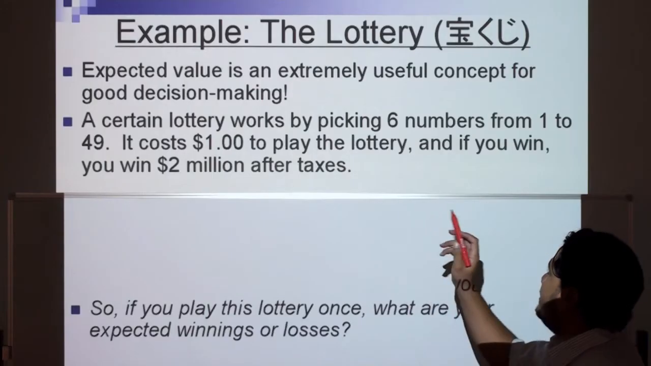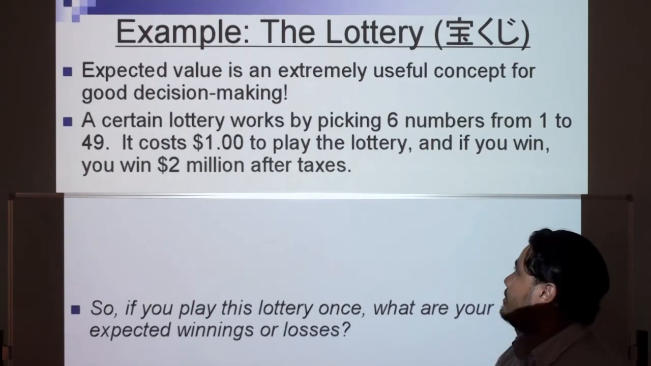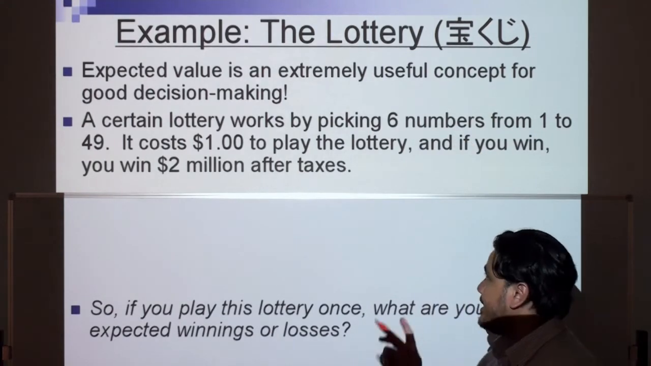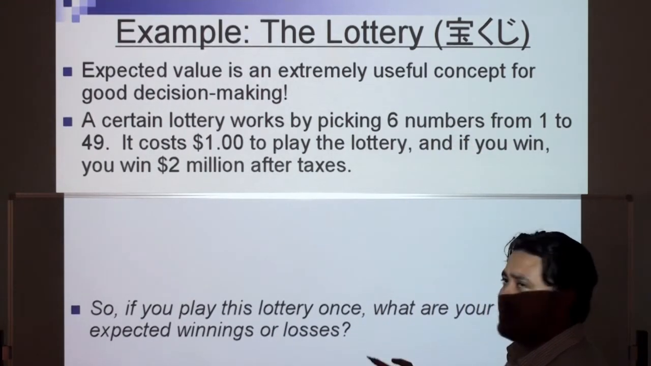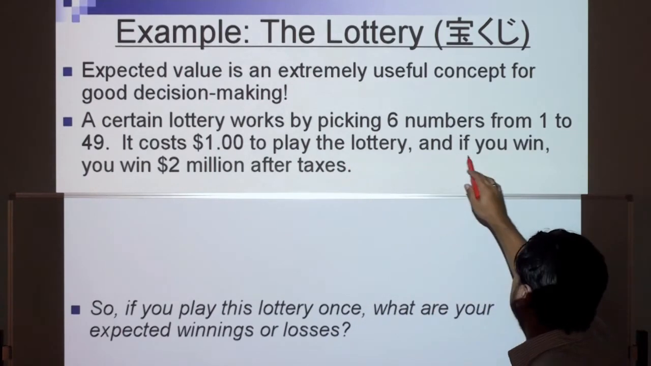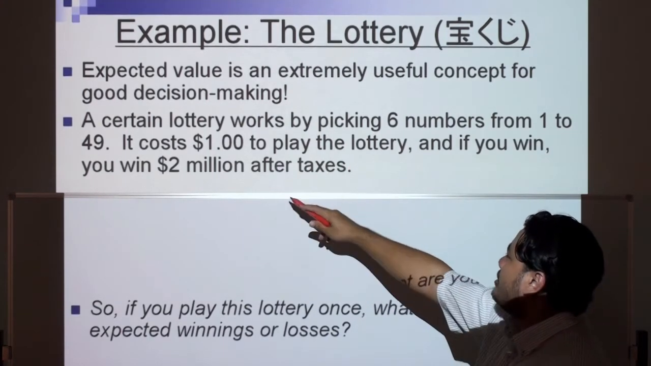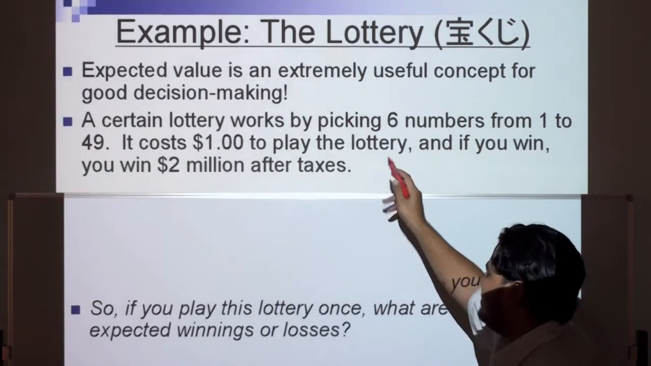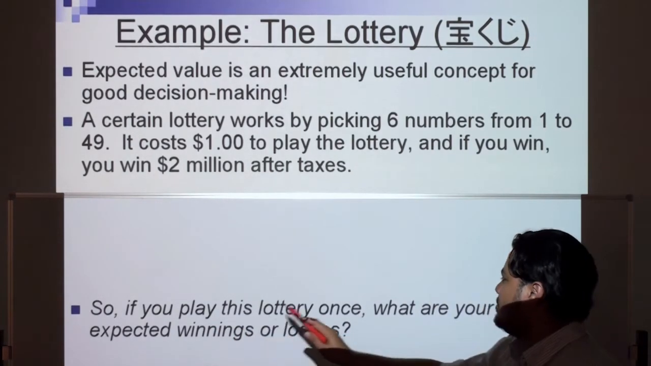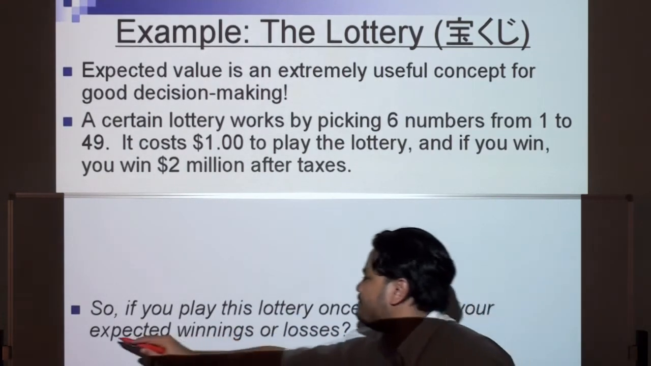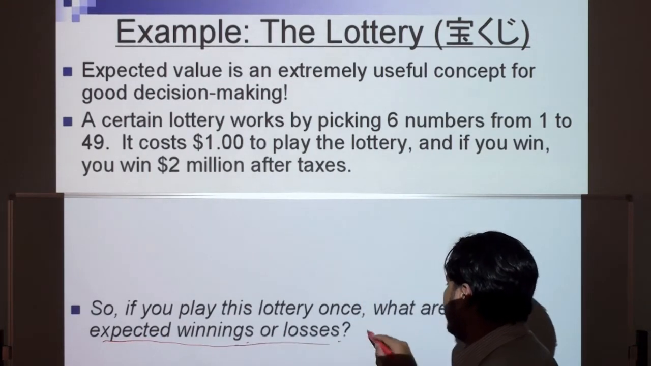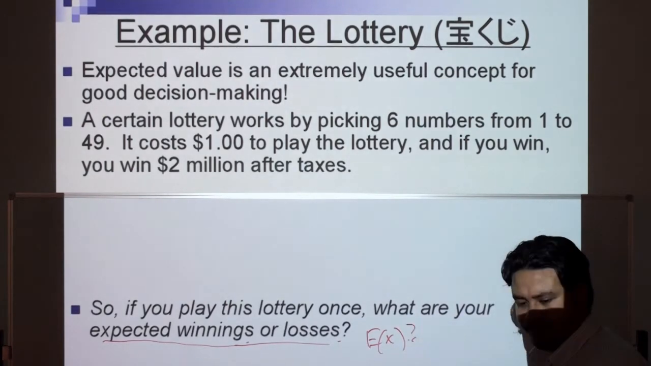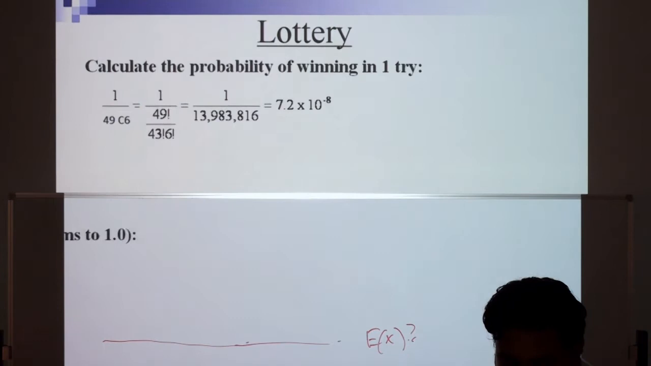Let's move on. Now, let's do this example, the lottery, a real-life example. Expected value is an extremely useful concept for good decision-making, so it can be very important in the real world. A certain lottery works by picking 6 numbers from 1 to 49. It costs $1 to play the lottery, and if you win you get $2 million after taxes. So, if you play this lottery once, what are your expected winnings or losses? What's the probability of winning or probability of losing?